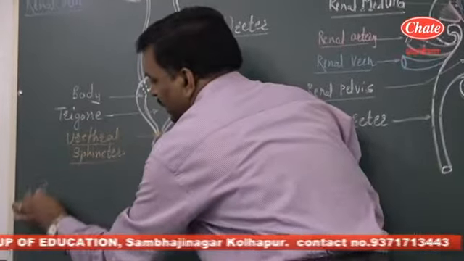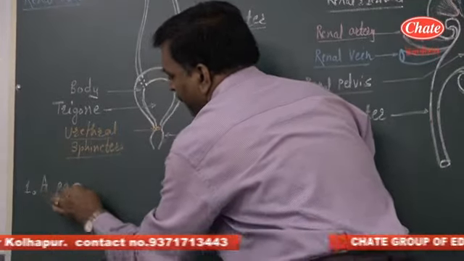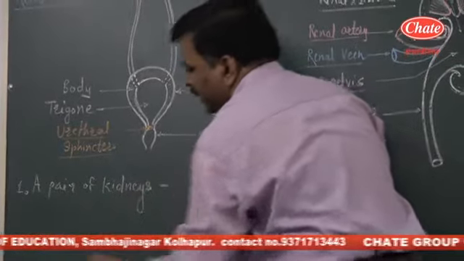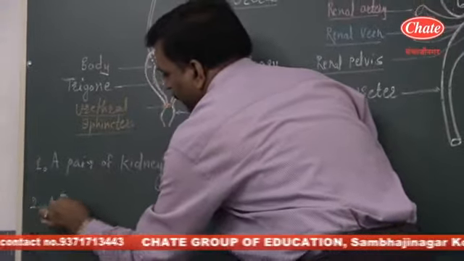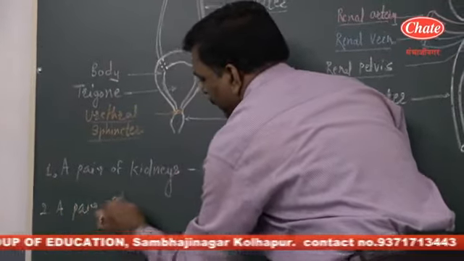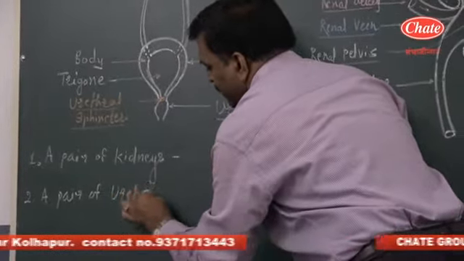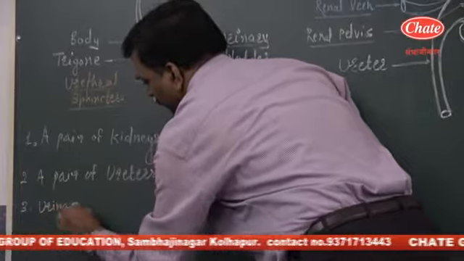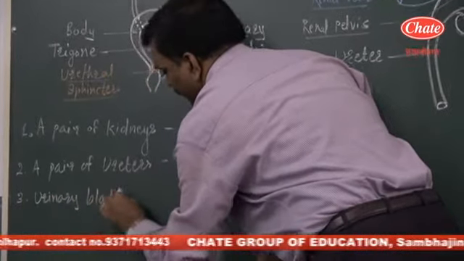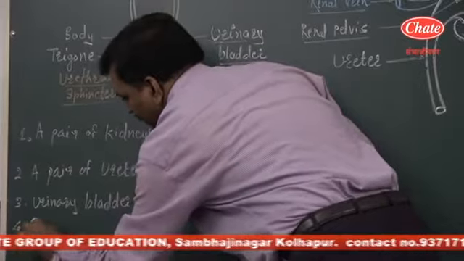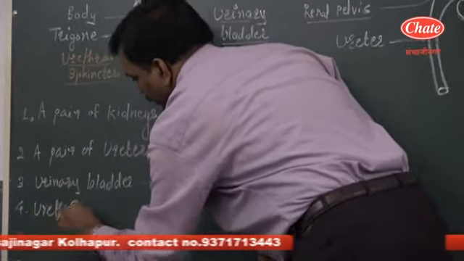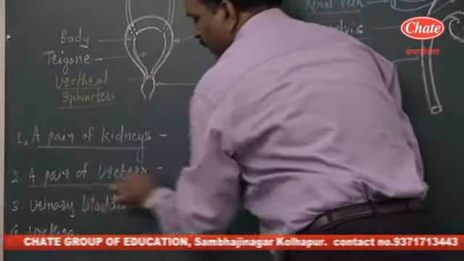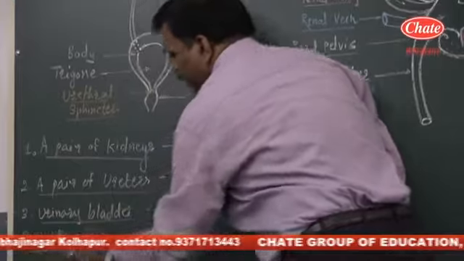First, a pair of kidneys, then a pair of ureters, then third, the urinary bladder, and fourth, the urethra. So there are four components: a pair of kidneys, a pair of ureters, the urinary bladder and the urethra.